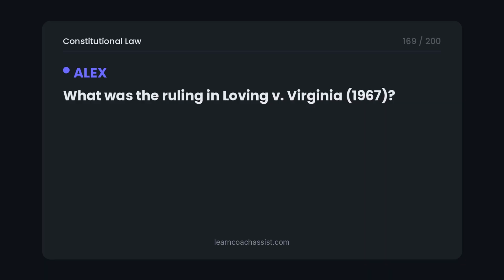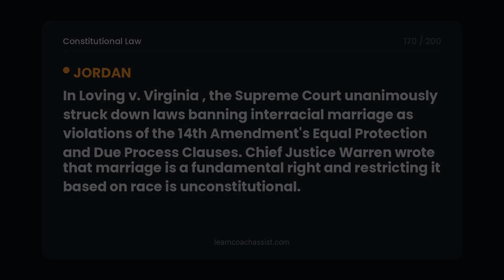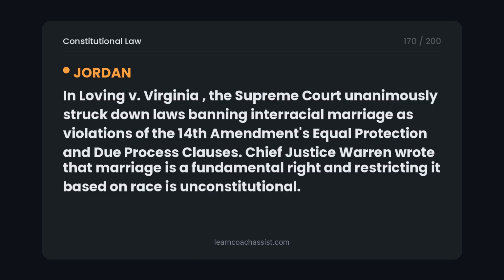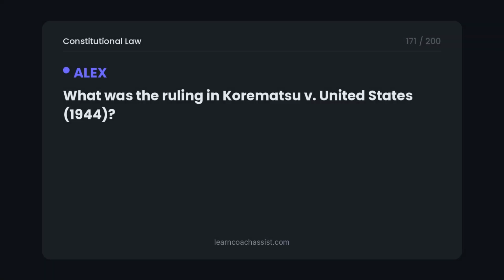What was the ruling in Loving v. Virginia, 1967? In Loving v. Virginia, the Supreme Court unanimously struck down laws banning interracial marriage as violations of the 14th Amendment's equal protection and due process clauses. Chief Justice Warren wrote that marriage is a fundamental right and restricting it based on race is unconstitutional.